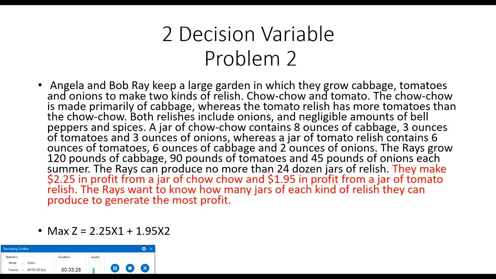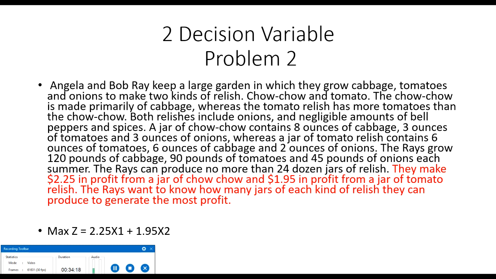The first step, as always, is identifying the decision variables. And it seems very clear in this question that our decision variables are going to be which kinds of relish to produce. We have chow chow and we have tomato. So let's go to the last sentence that I've highlighted here. They make $2.25 in profit from a jar of chow chow and $1.95 in profit from a jar of tomato relish. The Rays want to know how many jars of each kind of relish they can produce to generate the most profit. Therefore, we know right away that this is going to be a maximization problem.